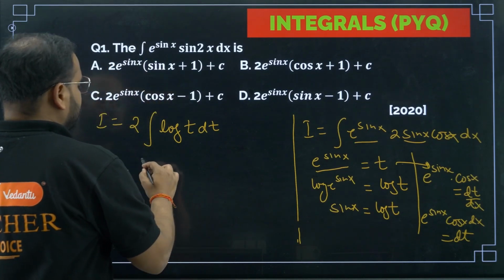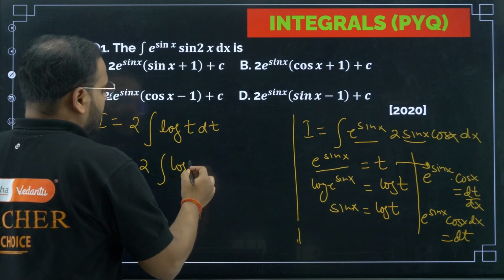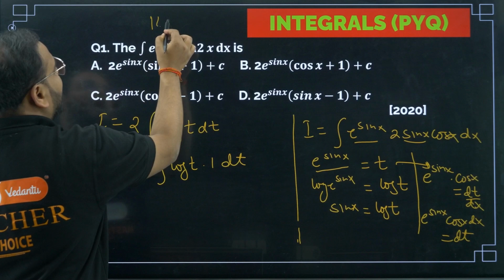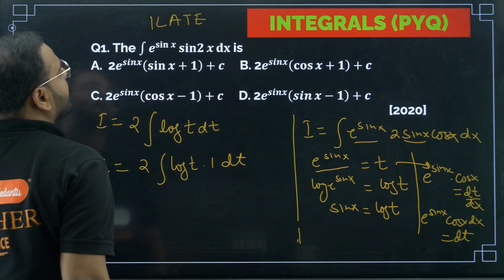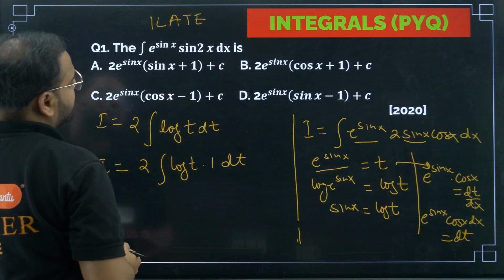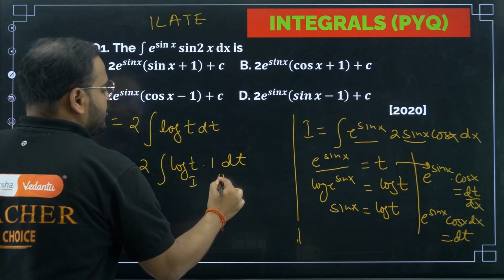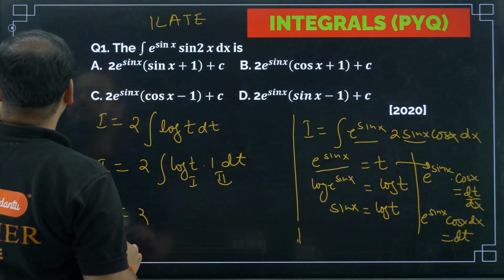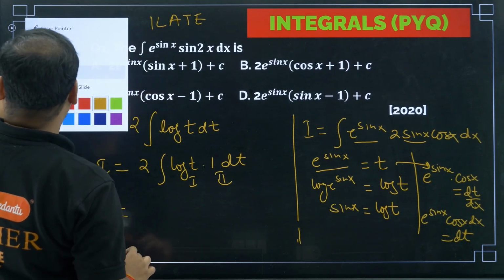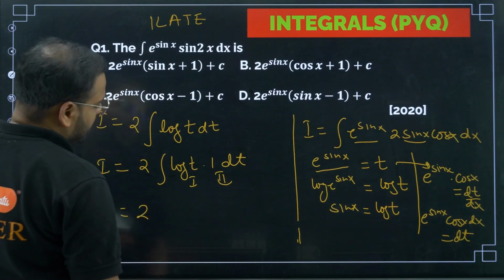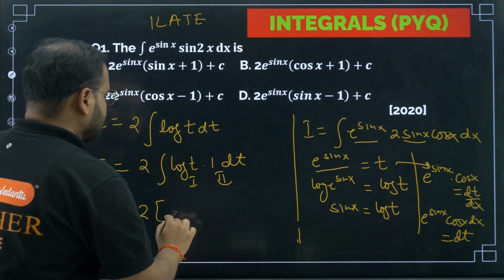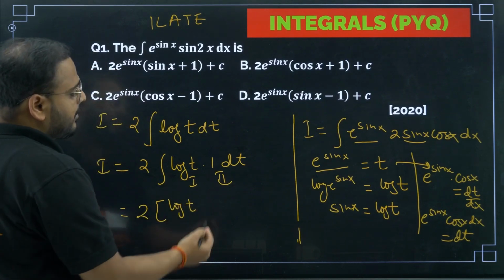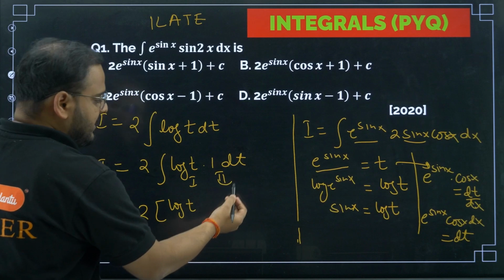So this will look like this: log t times 1 dt. What is the by parts condition? Log will come first, then the algebraic function will come. So this is my function number 1 and this is number 2 in the preference order. Now, what is the rule for by parts? Keeping the first function as it is, so log t will be as it is, and I have to integrate the second function, so the integration of 1 dt.